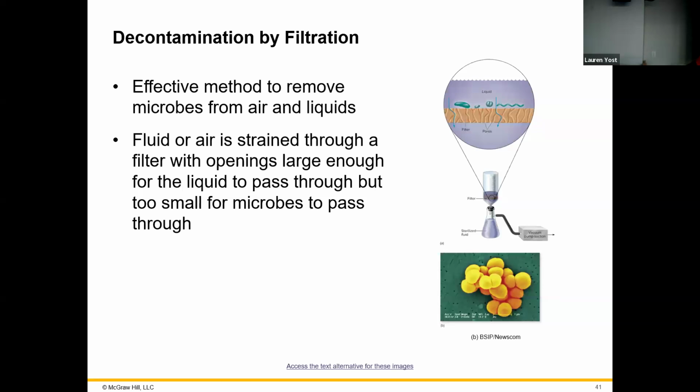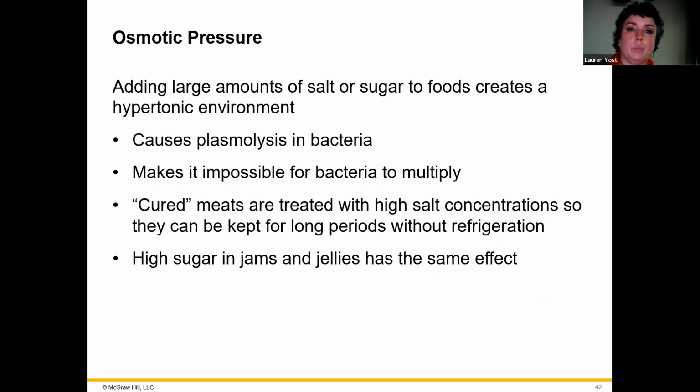And depending on what product you're making, you might not need to sterilize with filtration, right? It might just be fine to get most of the microbes out. But filtration can potentially sterilize. And it is a decontamination method because we're literally physically removing the microbes out of the liquids or the air, right? So you can filter air as well. So HEPA filters are air filters that work that way.